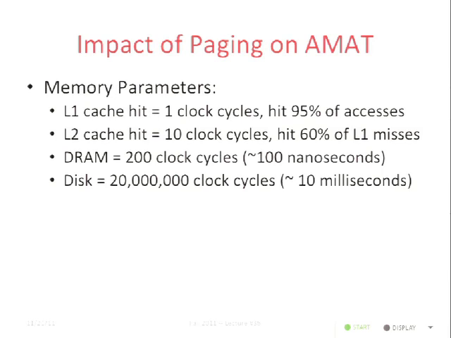When you miss in L2, let's assume we don't have an L3, so you're going to go to memory. DRAM is quite a bit further away. That's going to cost us 200 clock cycles. So 1 if it's in L1, 10 if it's in L2, 200 if it's in memory.